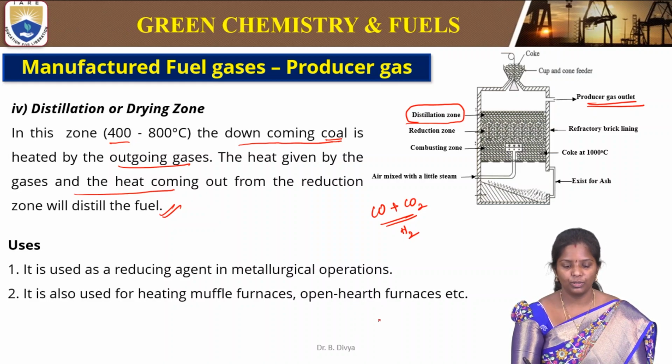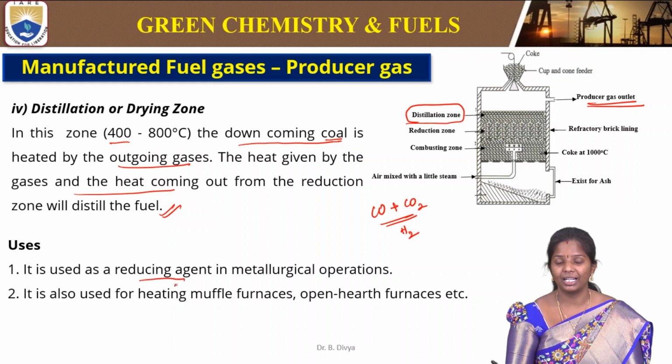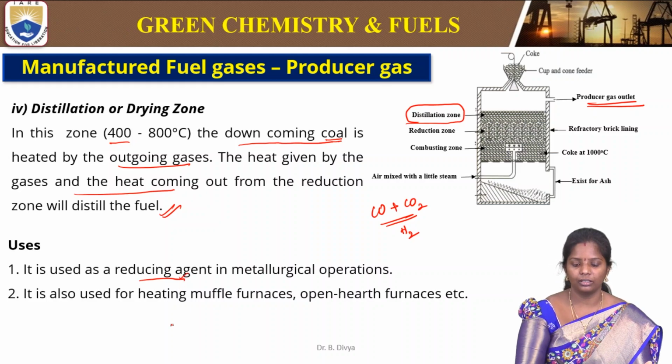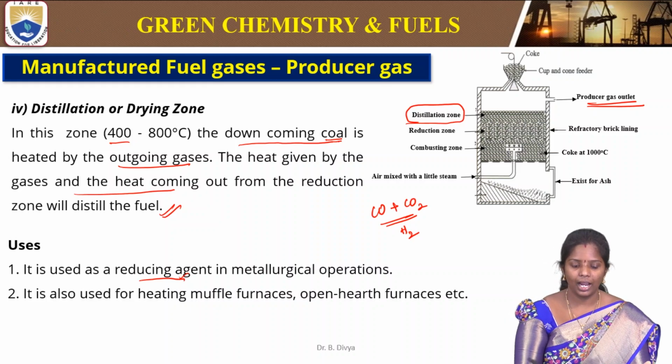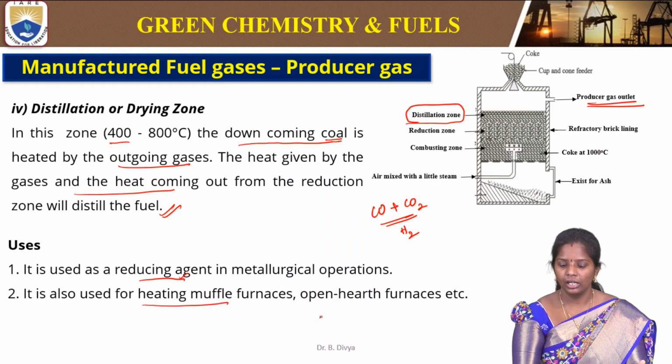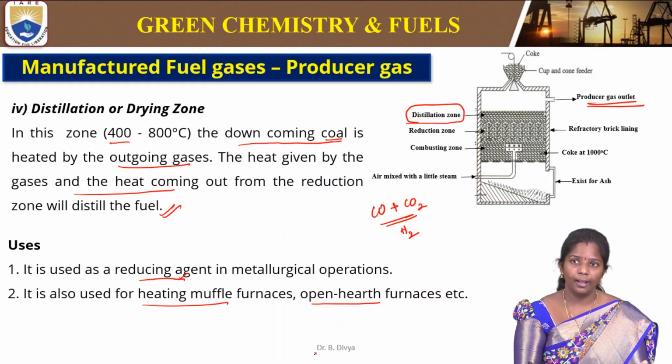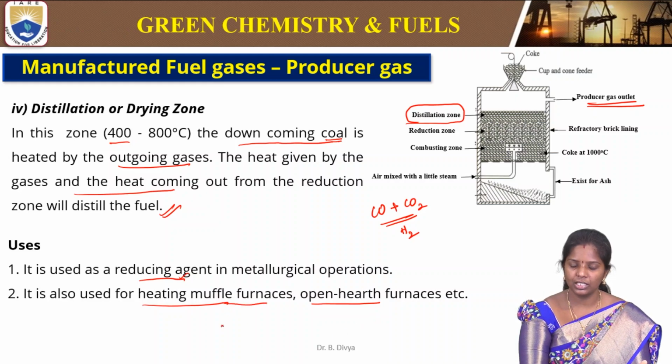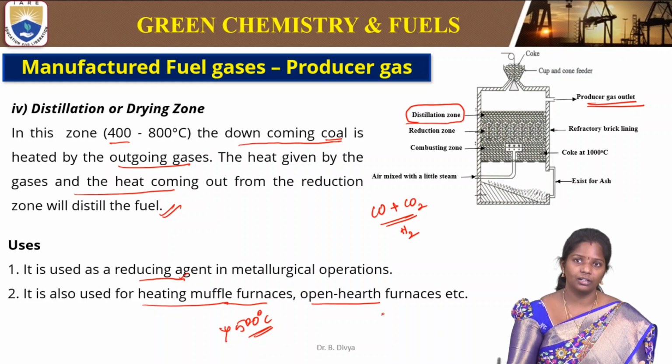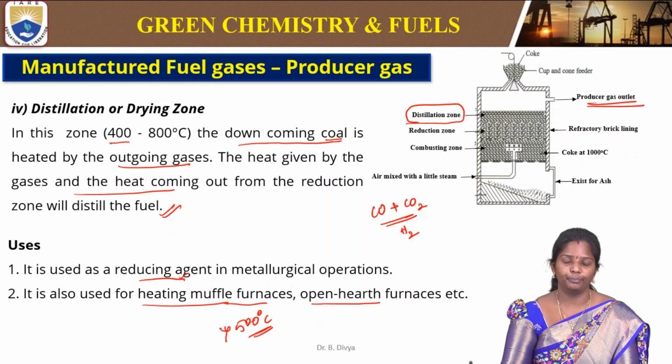So what are the uses of this producer gas? It is a reducing agent in metallurgical operations. For example, if there are some reactions going on, it can be used as a reducing agent, and also used for heating muffle furnaces and open hearth furnaces. These are big furnaces. Muffle furnaces generally operate at very high temperatures, greater than 500 degrees centigrade. Whenever we want more than 500 degrees centigrade, we go for muffle furnaces and open hearth furnaces. So these producer gases will help in heating up these furnaces quickly.